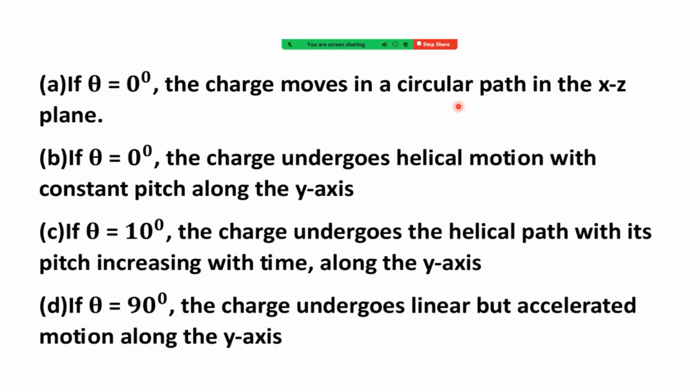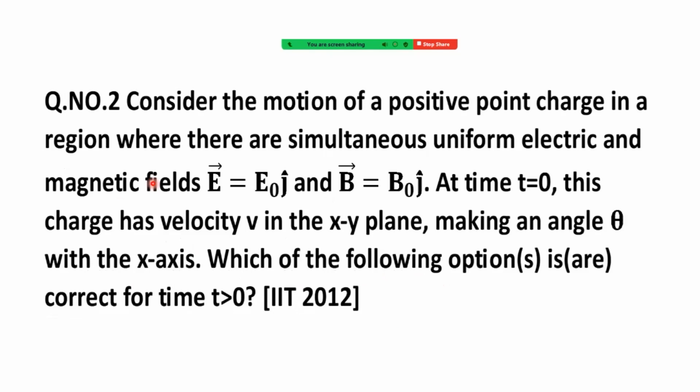Option A: for any angle theta, circular path in xz plane. Option B: for any angle theta, charge undergoes helical motion. Option C: it is a helical path with a constant pitch along y-axis. Option D: for 10 degrees, helical path with its pitch increasing with the time along y-axis. Okay, let us see how to decide these options. Both fields along positive y-axis and velocity is making angle theta with x-axis.